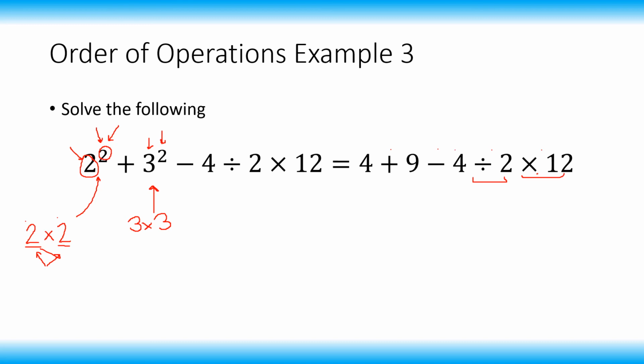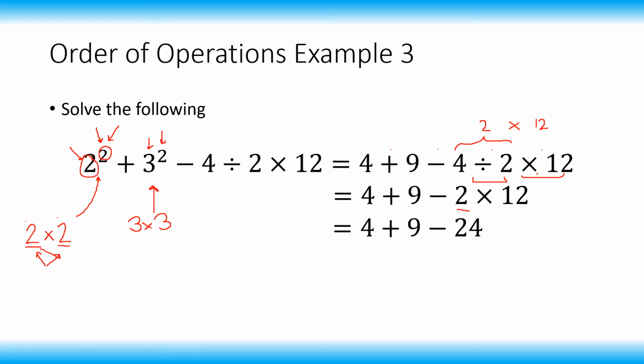So if we do that, this division, 4 divided by 2, is going to be 2, and then 2 times 12 is going to be 24. So we can get rid of the division and multiplication in one step. I've actually done it in 2 steps here, my mistake. So the 4 divided by 2 gives us this 2 right here, and then 2 times 12 gives us 24. So now we're done with the division and the multiplication. All we have left is addition and subtraction. So we do that in the order that they appear from left to right.